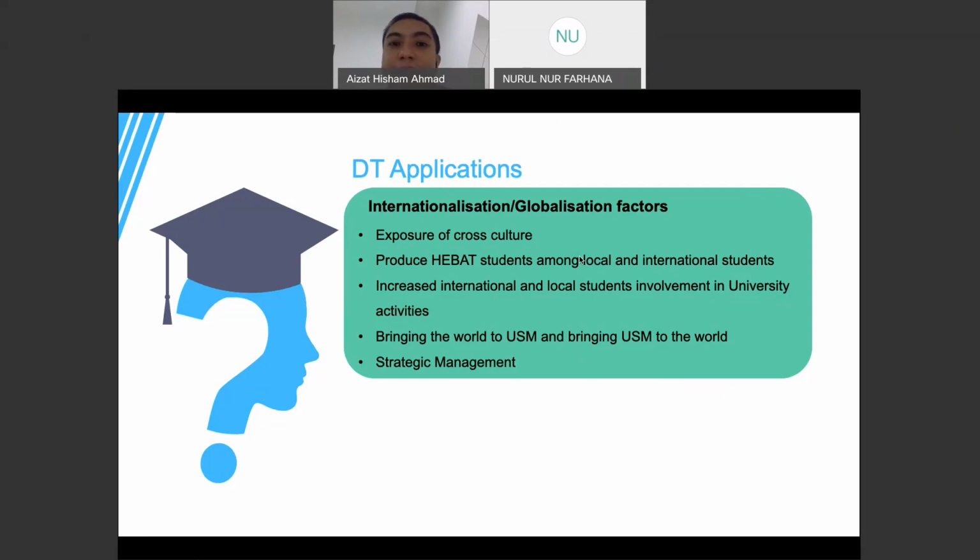Increase national and local students' involvement in university activities. We hope that in future projects or programs organized by the student council, or through the International Student Society, or whatever society, group, or hobby club that you are in, you can get involved and implement or apply your programs or projects via design thinking.